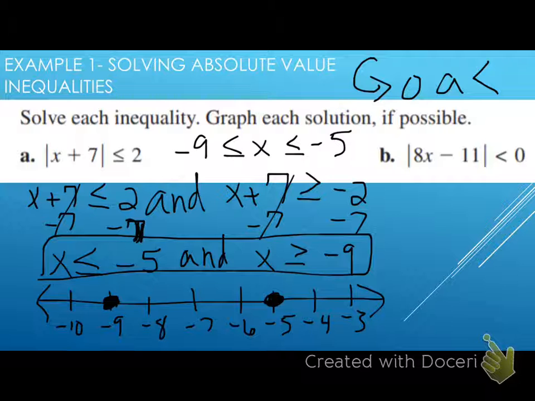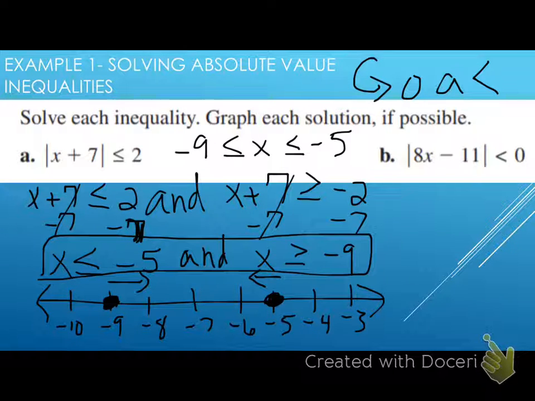Am I looking for the union of my two graphs or the intersection? Intersection. So where my two graphs intersect, where they overlap, where the shading is the same. So, if x is less than or equal to negative 5, would that be shaded to the left or to the right of negative 5? To the left. For x greater than or equal to negative 9, would that be to the left or to the right of negative 9? To the right.